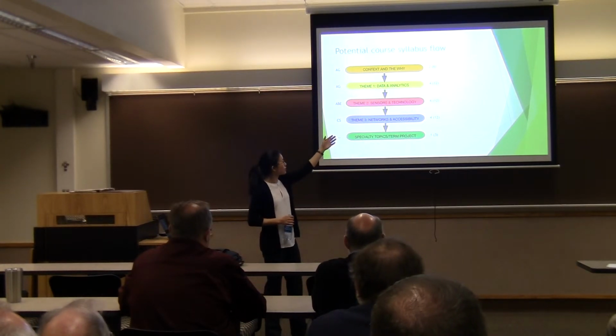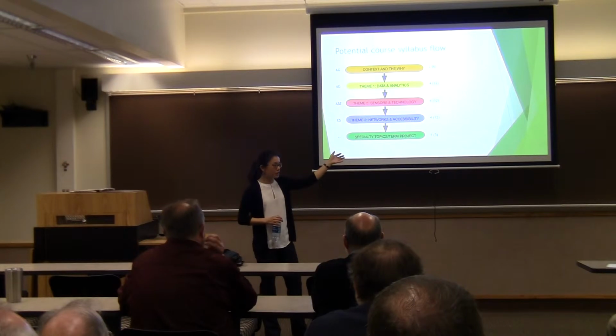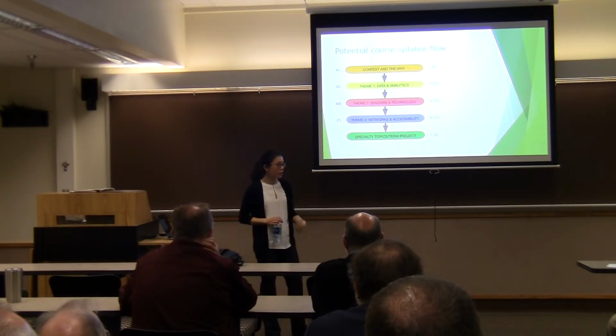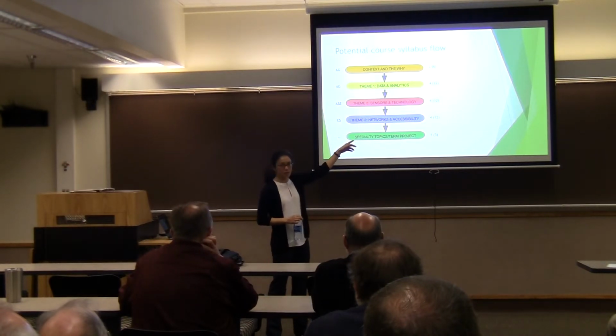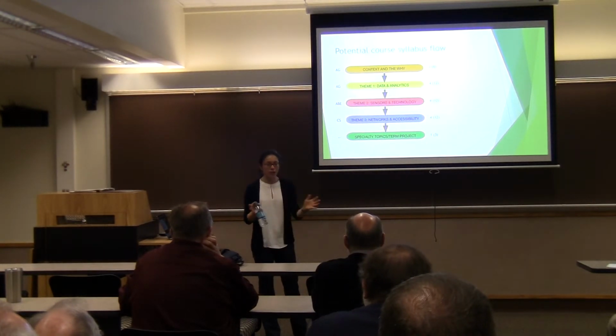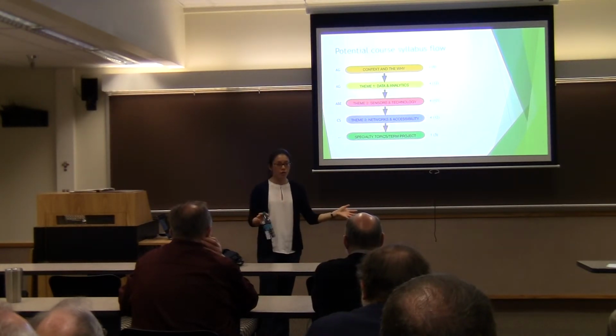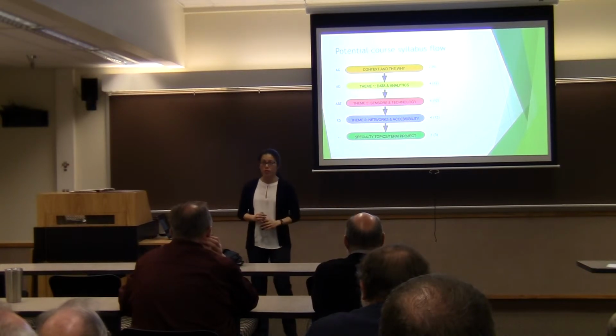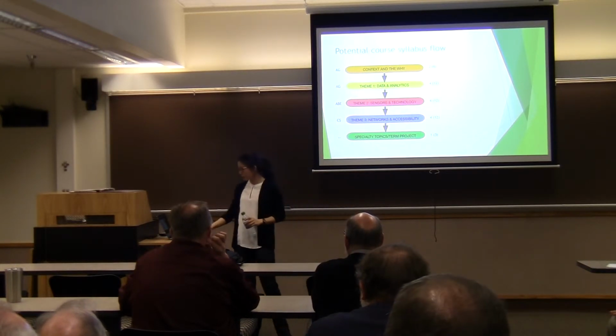You could have 2 weeks for setting the context, and if it was a 3-lecture per week class, it would be 6 lectures. And going down, each theme would cover 1 month, so 4 weeks or 12 lectures. And then finally 1 week for the specialty topics or the term projects.